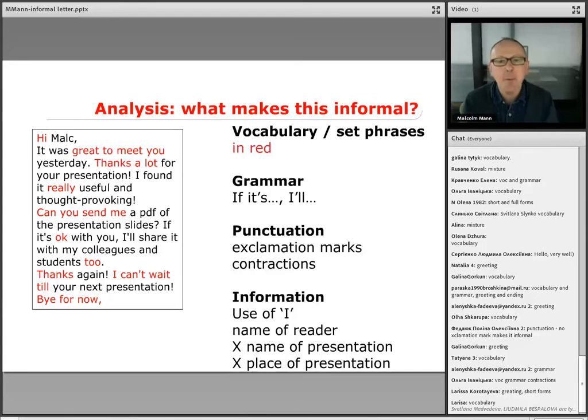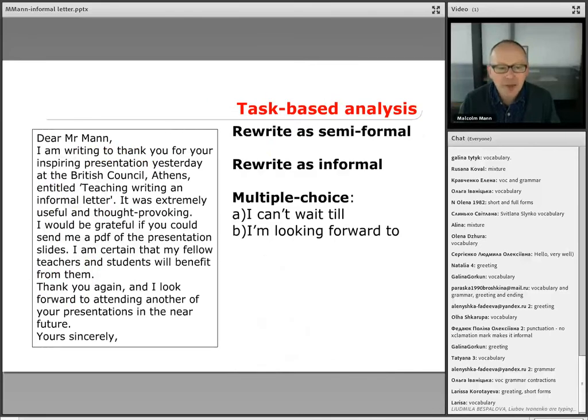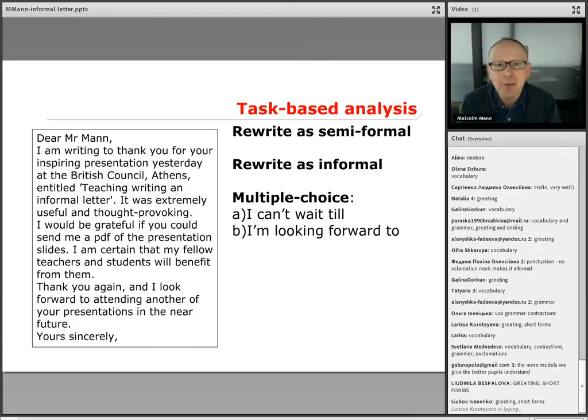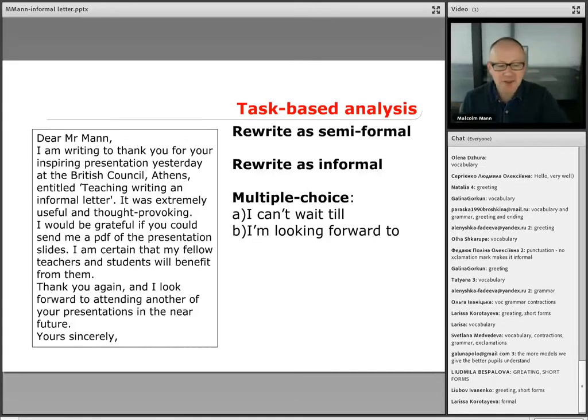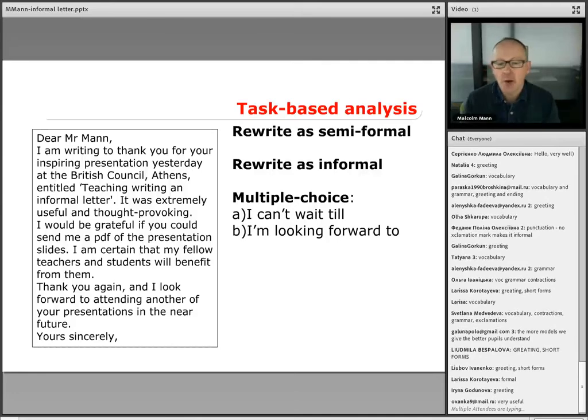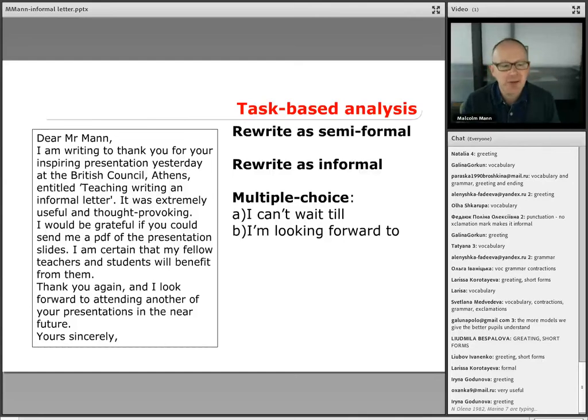So this kind of comparison, I think, is very useful for our students. And what we can then do, we could give them, for example, completely agree, the more models we give, the more they'll understand exactly. We can give them the formal equivalent and get them to rewrite it as semi-formal and then rewrite it as informal. And depending on their level, we can give them some help. So for certain gaps, we might give them multiple choice options. They choose between I can't wait till, or I'm looking forward to, or I look forward to. So they're choosing the different level of formality at each point.